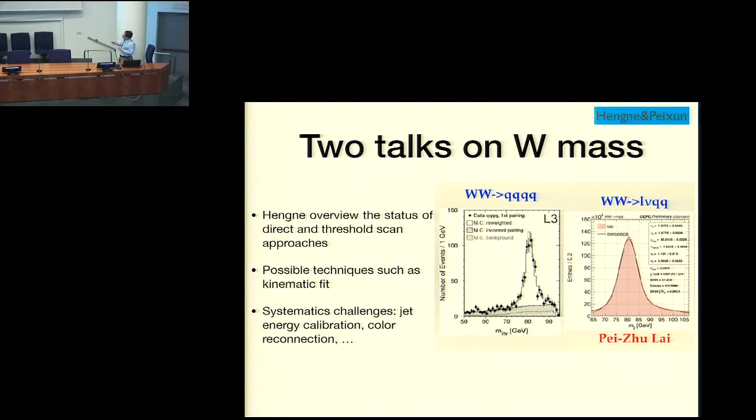We also discuss possible techniques such as kinematic fit, and the main challenge for the direct method is the systematics, something like the jet energy calibration, the color reconnections and Bose-Einstein correlation, something like that. This is the plot from CPC simulation, and this is the L3 results.